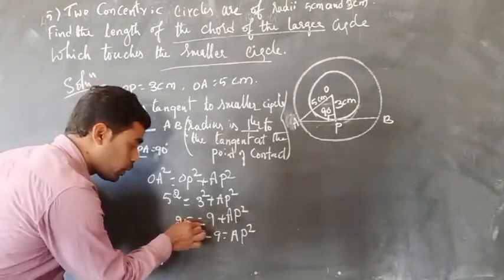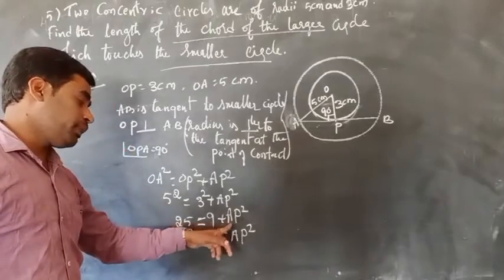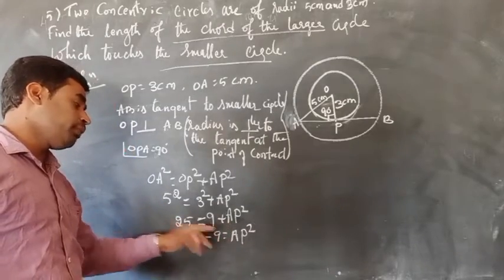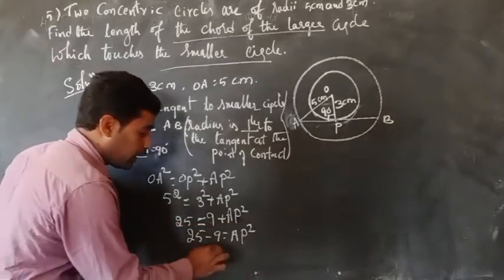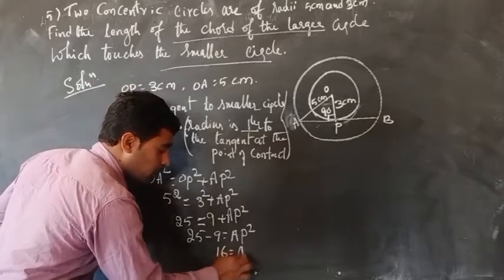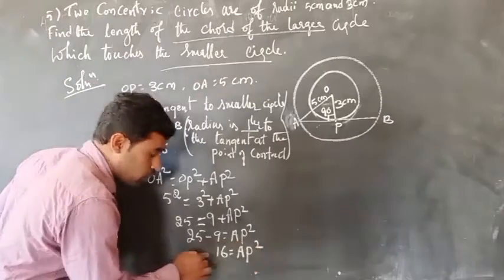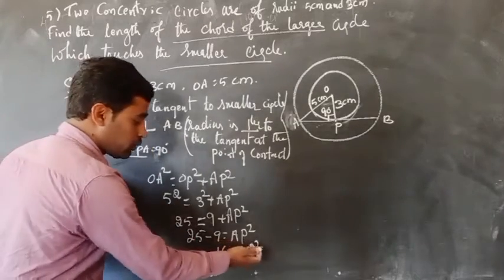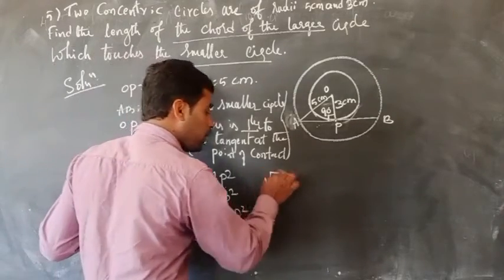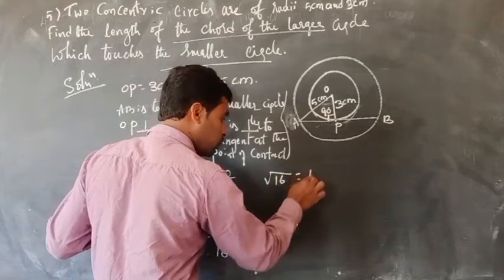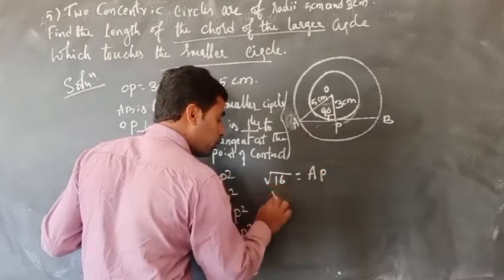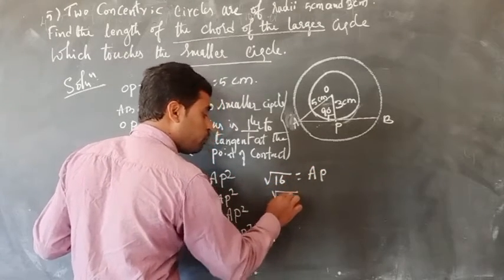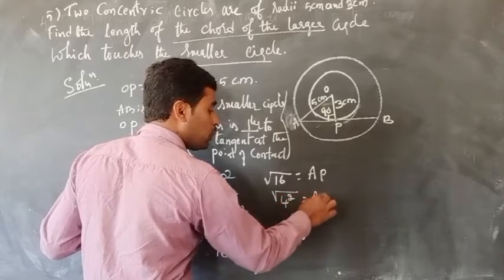25 is equal to 9 minus 9 plus AP square. 9 I transfer to LHS. 25 minus 9. Now we can write 16 is equal to AP square. Take the square root on either side, so square root of 16 is equal to AP. Therefore 16 we can represent as 4 square is equal to AP square.